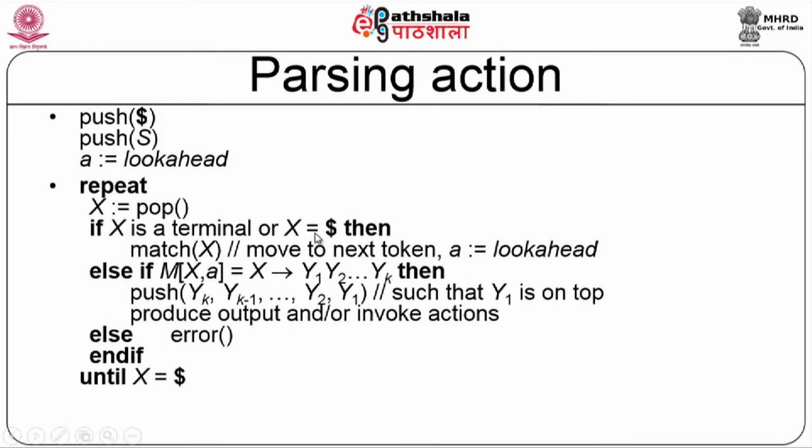So, if the input also has a dollar and the stack also has a dollar, then you say it is a successful parse. If any of these things do not match, you call the error routine. So, you check whether the input string contains a terminal and the stack also contains a terminal. If that is the case, you pop the stack and move ahead in the input pointer. On the other hand, if both are dollar, you say it is a successful parse.